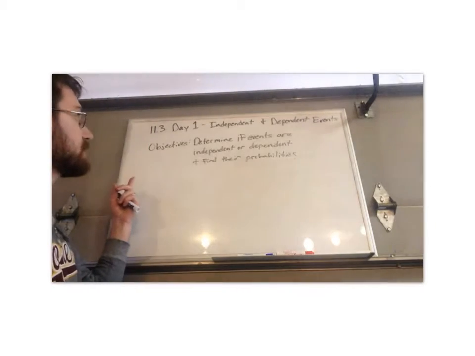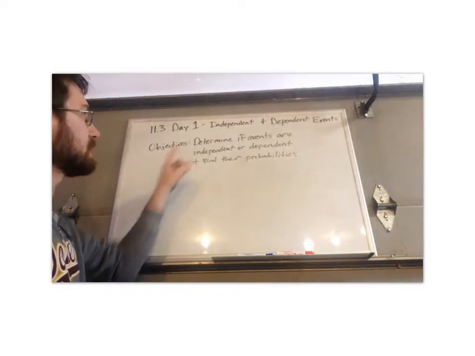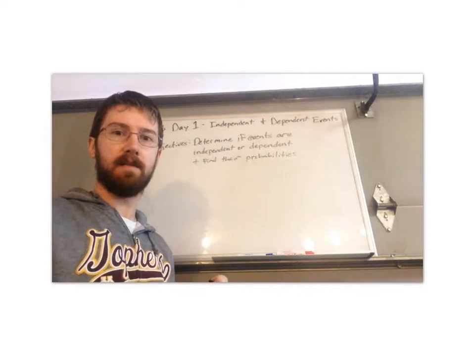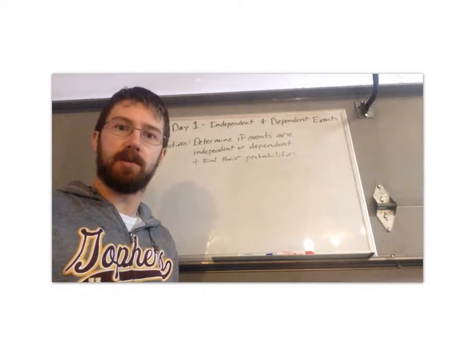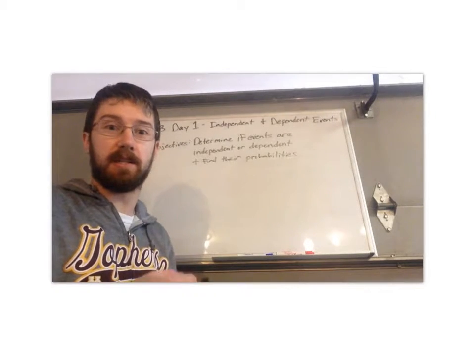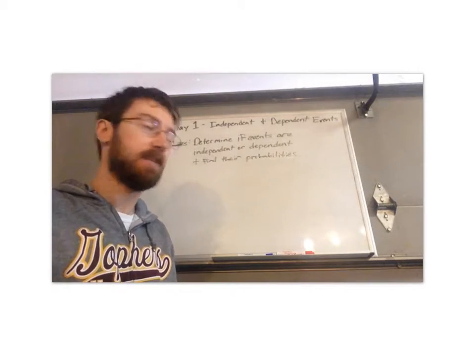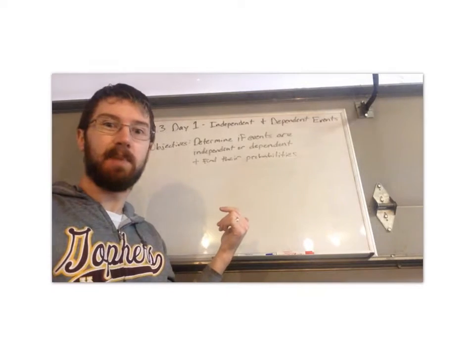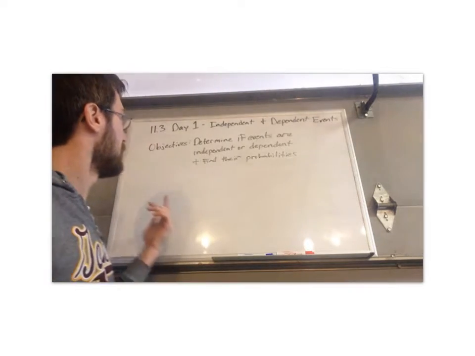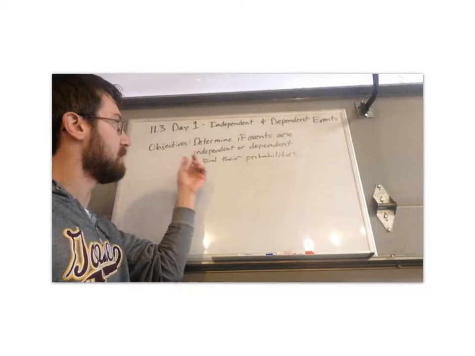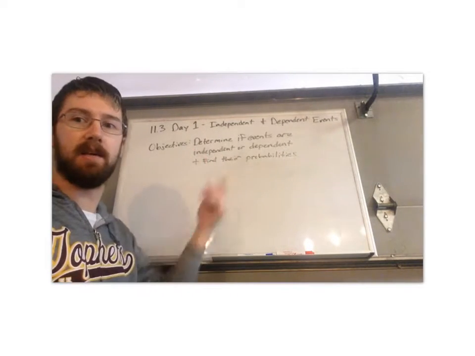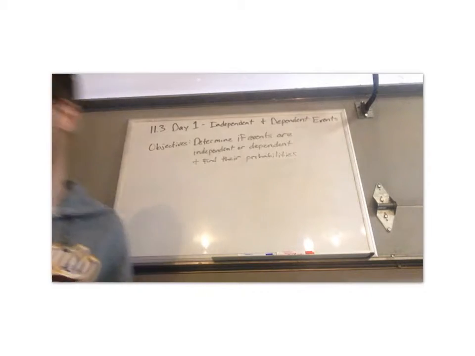Today is the first day of 11.3, which is independent and dependent events. Every situation where we can calculate a probability is a probability of an event. And so we've got dependent and independent events. Our objectives today: determining if these events are independent or dependent, and then finding their probabilities.